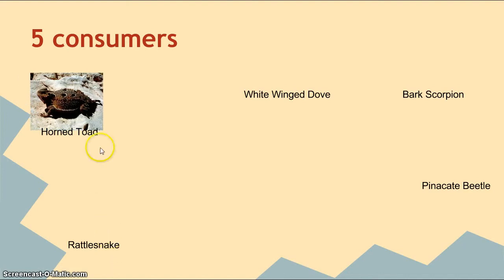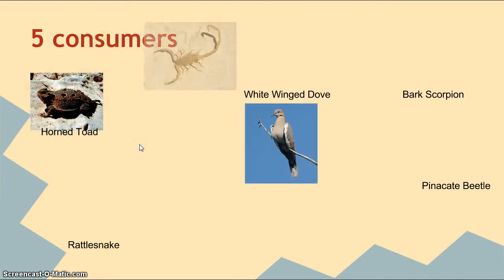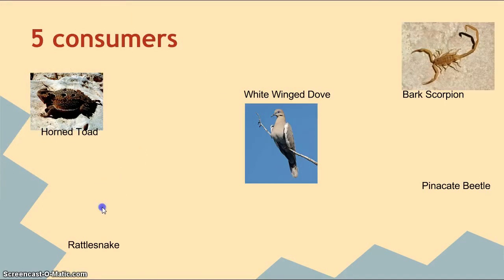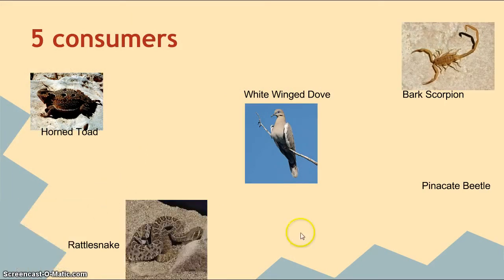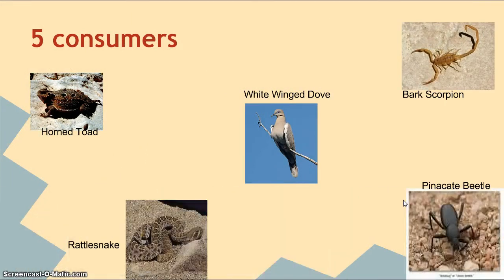Here are 5 consumers. First we have our horned toad, white-winged dove. Over here is our bark scorpion. Down below is the rattlesnake, and over in the corner is the pinacate beetle.